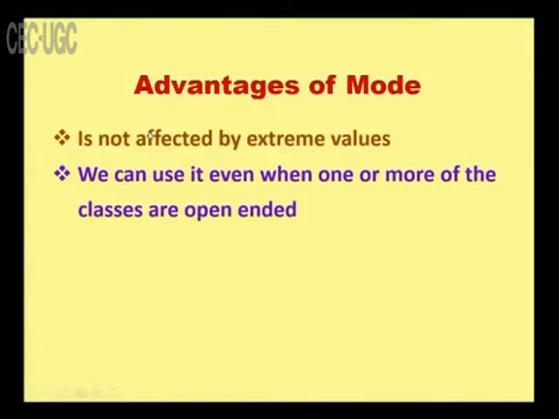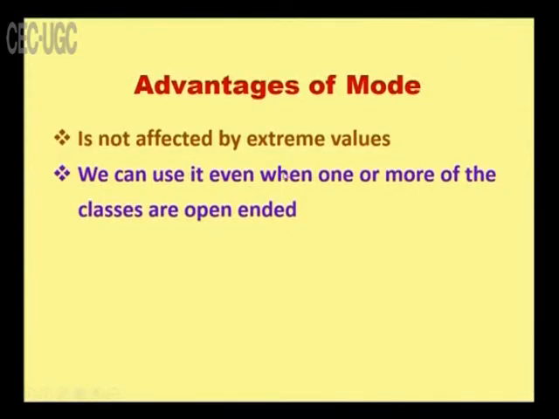And what are the advantages? It is not affected by extreme values. For example, in a data set, if you change an extreme value, the mode will not change, and we can use it even when one or more of the classes are open-ended. So, these are all the situations where the mode is useful.